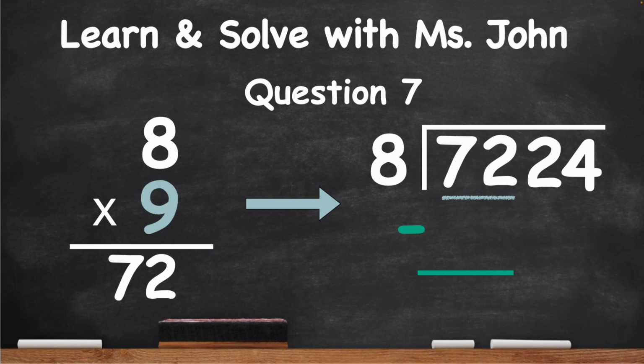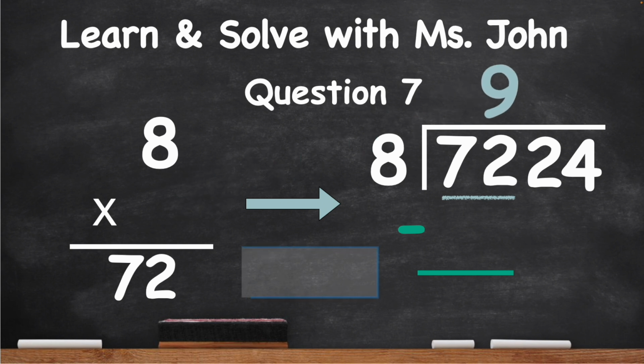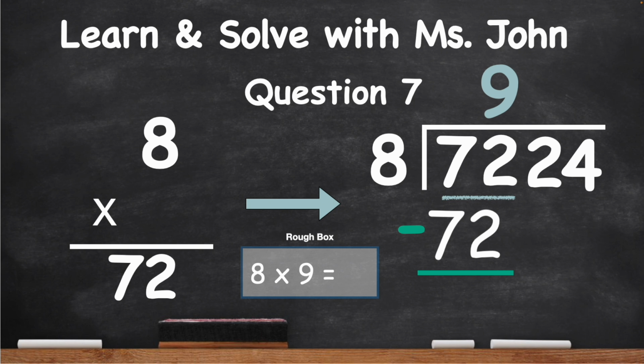The answer is 9. We're going to put this 9 on top of the 72 and on top of the 2. Then we're going to draw that rough box. And in that rough box, we're going to do 8 multiplied by 9 equals 72. We're going to write that 72 under the other 72. And 72 minus 72 gives you 0. Now we're going to bring down the other 2.